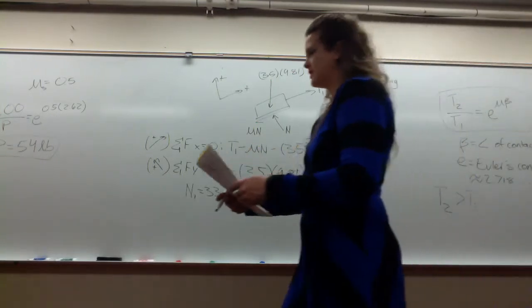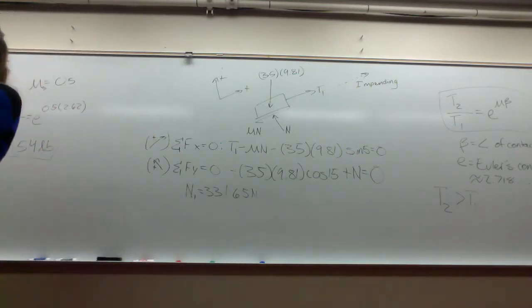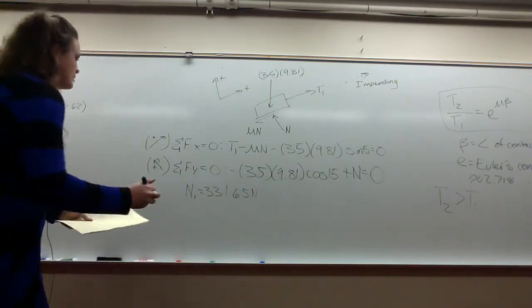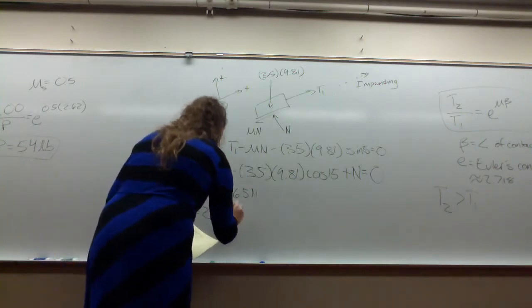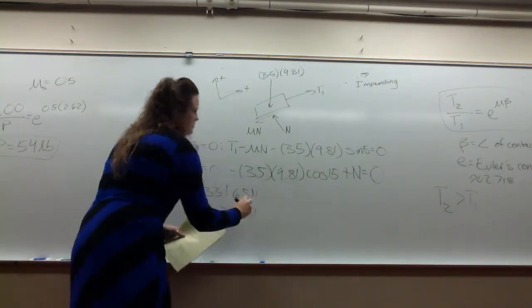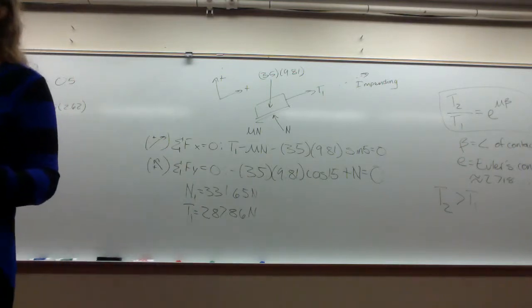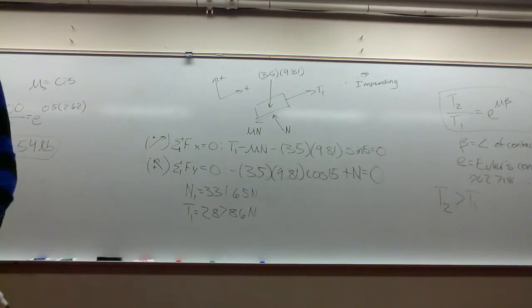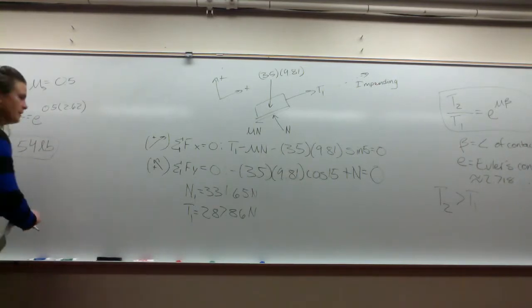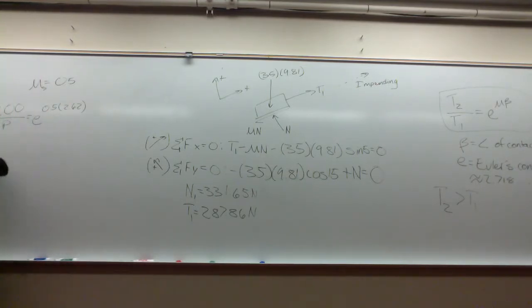All right. Who's got the tension? Yeah, Sally? 287. Perfect. 287.86 newtons. Would you like some candy? Kit Kat? The Whoppers are just going down. All right. So we solved for our tension and our normal force. So now we can move on and draw our free body diagram of this rock and solve for that tension. All right.